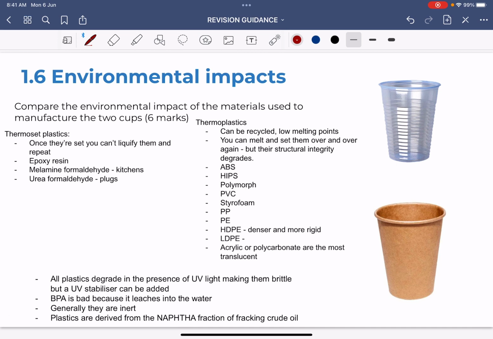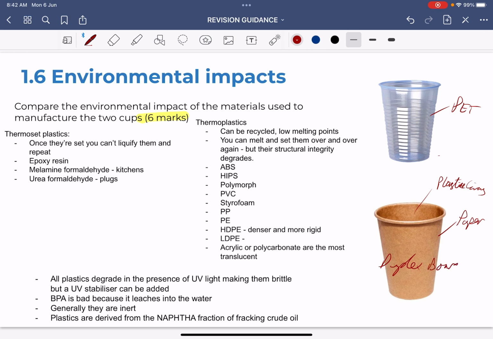Okay, getting on to environmental impacts of materials. Now, when you've got a comparison question, it might be typically up to 6 marks. If you're comparing the two products here, you're looking at which material has a more significant impact. We've got here probably a PET cup, and this will just be a paper cup, but it'll be a paper cup with a very thin plastic lining. This is actually called duplex board, so it does actually have a plastic lining on it.